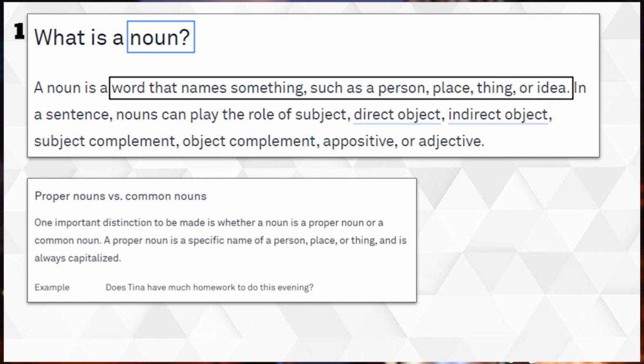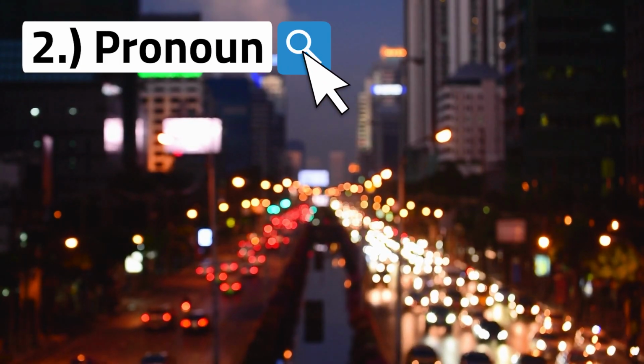A proper noun names a specific person, place, or thing and is always capitalized. For example, in a sentence I may say, "Does Tina have much homework to do this evening?" Tina is the proper noun because I'm naming a specific person. You can see that we're building up into this content with term number 2.